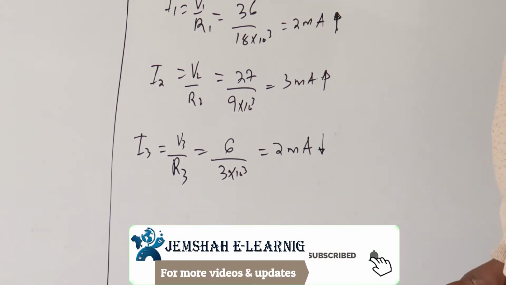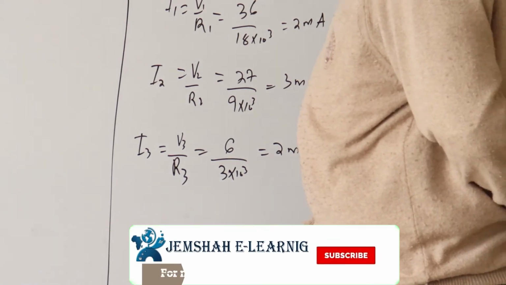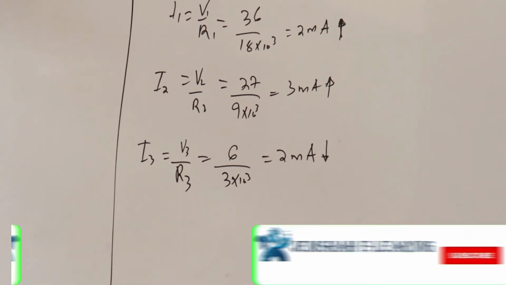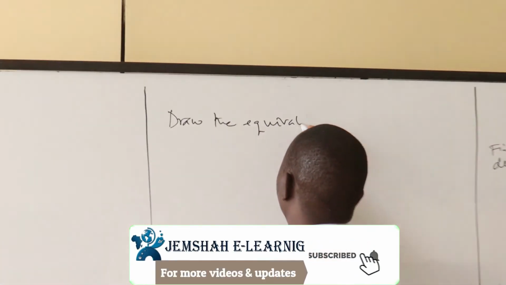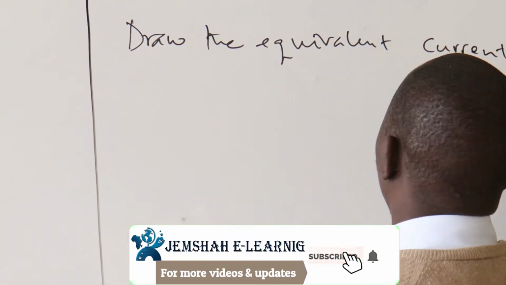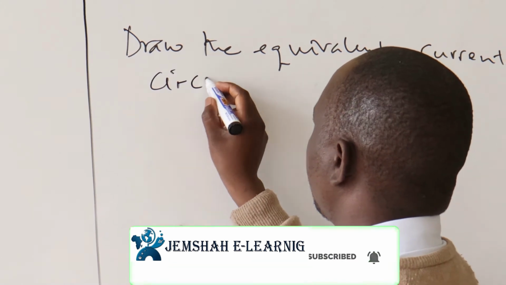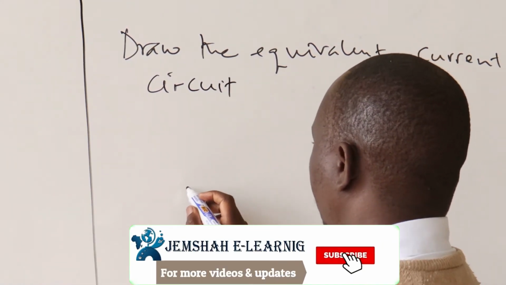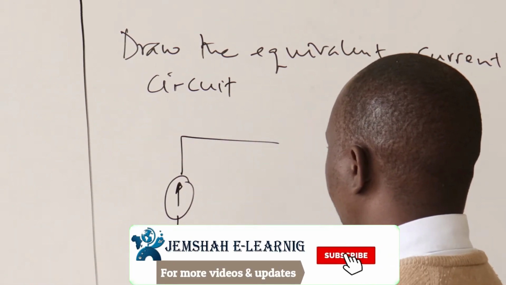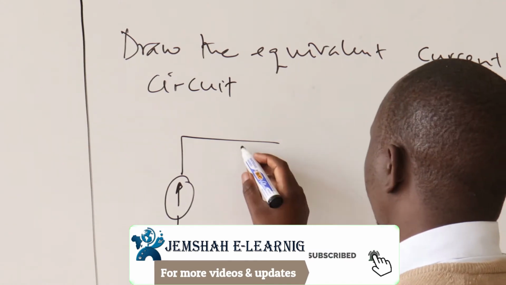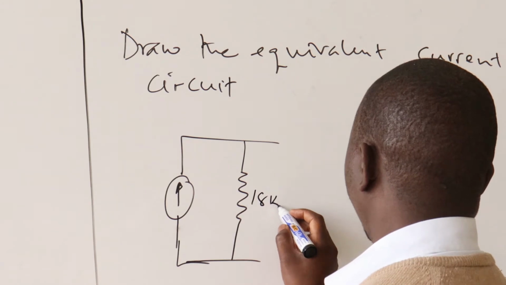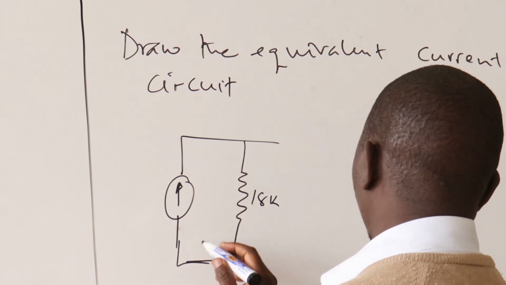So from here, we determine the equivalent current sources. We draw the equivalent current source circuit. We shall have that facing up. Anytime you are drawing the equivalent current sources, the resistors must be shunted, and you shall have the resistor shunted here. This is 18K, and this was 2 milliamps.